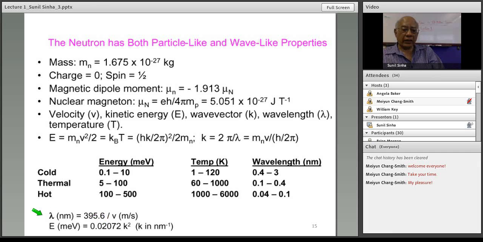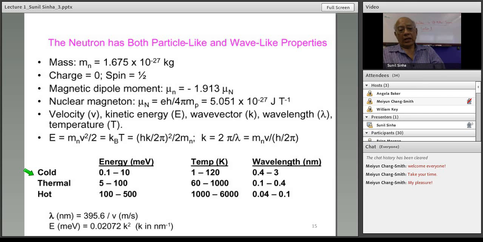If you write the velocity in meters per second, this is what the wavelength would be in nanometers. And if you write the magnitude of the wave vector, or the wave number, in inverse nanometers, this would be the energy in millivolts. These are convenient conversion factors to give you an idea of the magnitudes of the wavelength and the energies of thermal neutrons, cold neutrons, and what we call hot neutrons. Cold neutrons, which are generally produced in a cold moderator in the neutron source, have energies typically between 0.1 and 10 millivolts, characteristic temperatures of between 1 and 120 degrees Kelvin, and wavelengths between 0.4 and 3 nanometers.